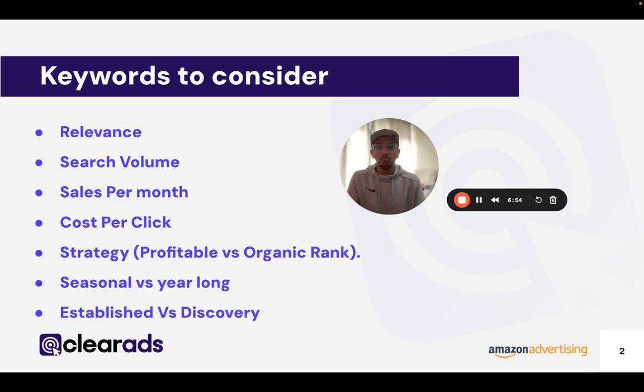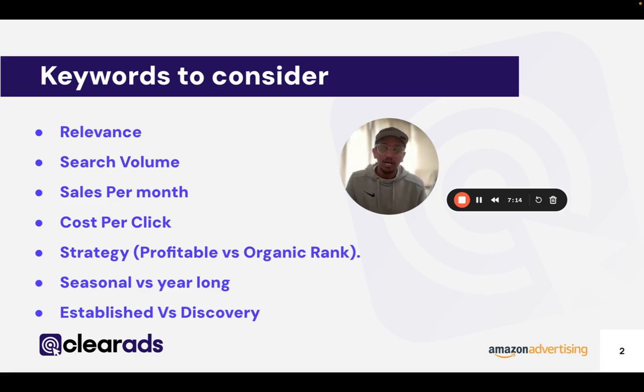And then what's really important is the sales per month. Which campaigns are generating the majority of the sales? You can find this information through the Search Query Performance Report. You can also get a rough idea from other external tools, but the Search Query Performance Report is the place where you're going to find this information.